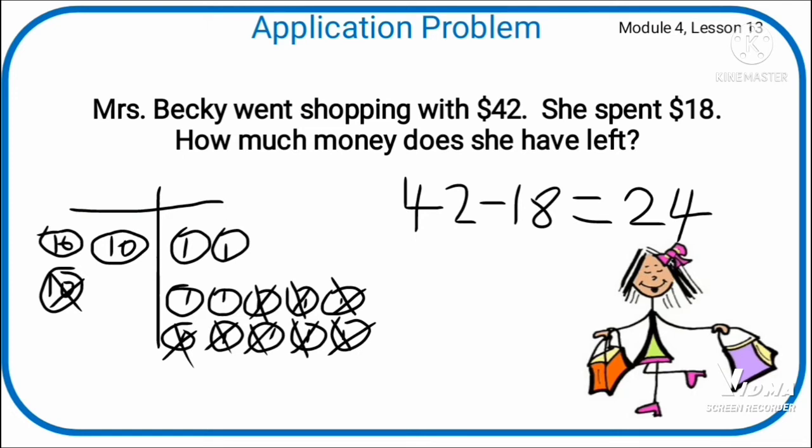And if I remove 8 ones from 12 ones, I have 4. And 3 minus 1 is 2. So you see my answer, 24. Is it not simple?